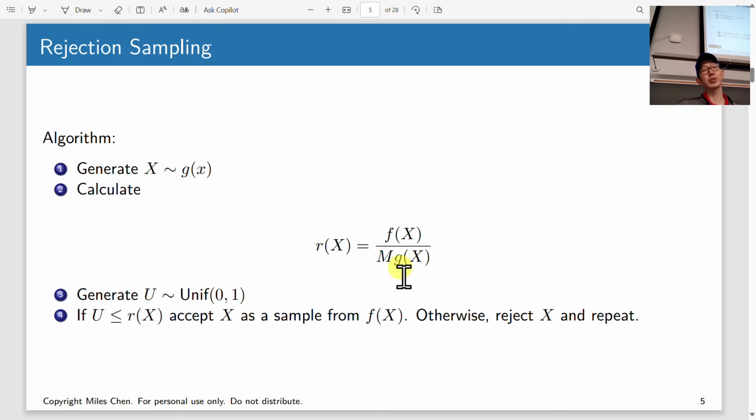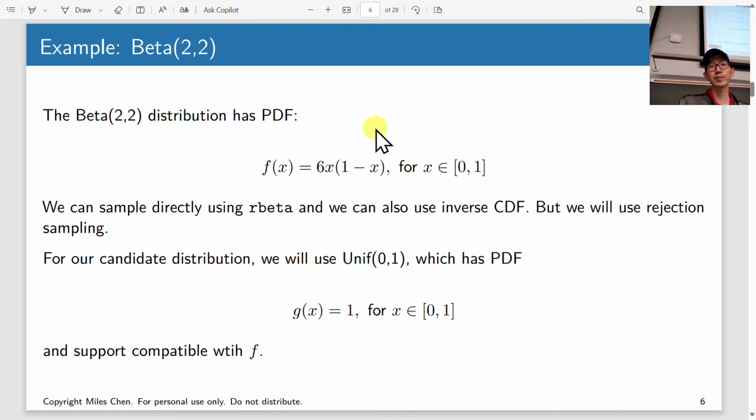Depending on what your M is and what F and G are, you might generate 1 million values from G and only accept half of them. So your random sample ends up being only 500,000 values, but those 500,000 values will come from the distribution F. So that's rejection sampling. You generate more than what you need, you throw away some of them, and what remains will come from the desired distribution F.